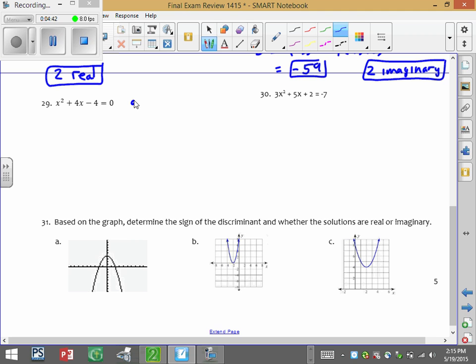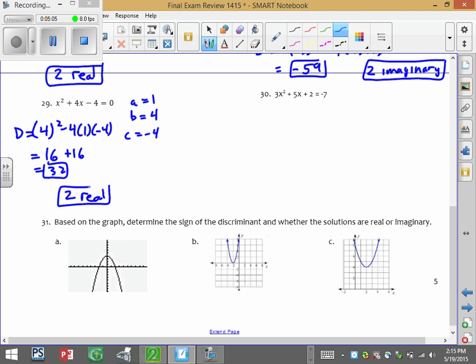Here, already in standard form, so a is 1, b is 4, c is negative 4, so the discriminant, 4 squared minus 4 times 1 times negative 4 is going to be 16 plus 16, which is 32. So that's positive, which means we have two real solutions.